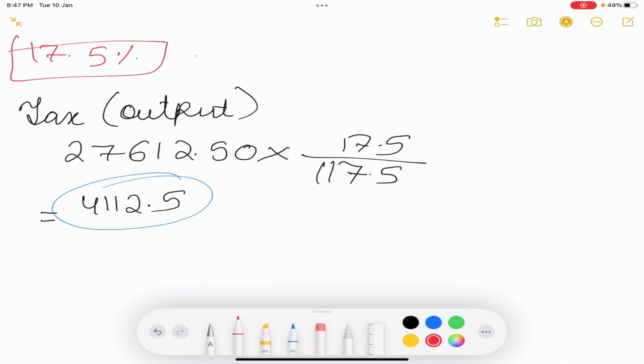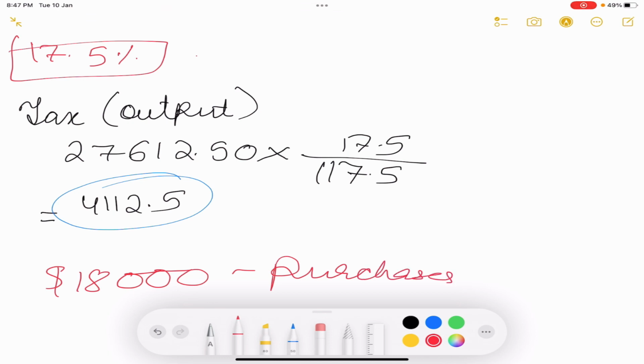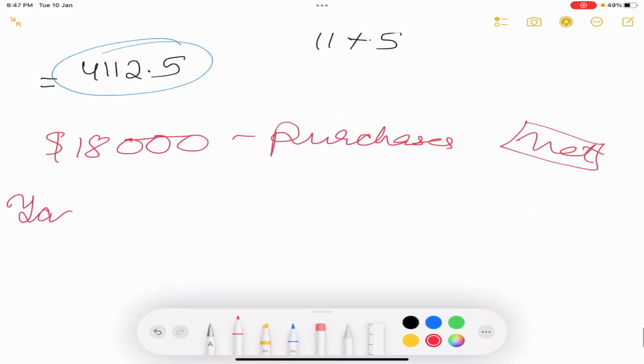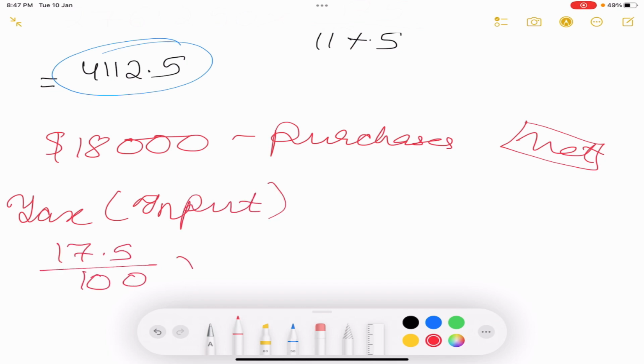So this is my output tax, and in my question, I have 18,000, which is purchases, and this does not include the tax, right? It's given in the question, which means this is the net value. So how will I find the tax in this case? This is on purchases, so this is the input tax. It's going to be 17.5 upon 100 multiplied by 18,000, since it is the net value. So the answer is going to be 3150.